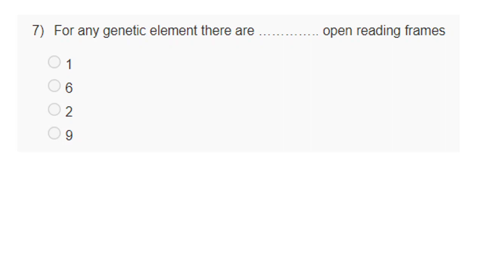So next question, for any genetic element there are dash open reading frames. This also I discussed when I was talking about the start codon. Anybody? How many reading frames are there? So there are six, correct. There are three reading frames from any strand, but in the case of a genetic element, we are assuming it's double stranded DNA, so that's why it's 6. A double stranded DNA will have 6 open reading frames, correct.